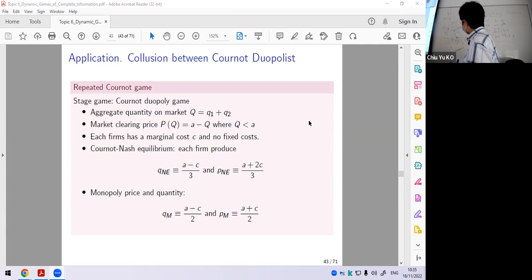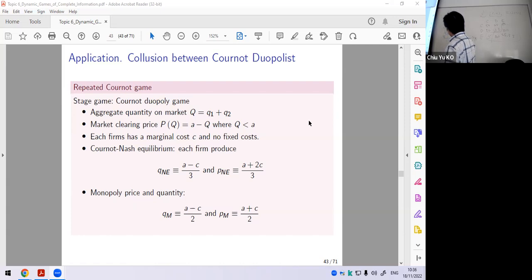So what they actually want to do, if they want to symmetrically collude, is go to this outcome, because this is the best outcome you can get. So they want to go to here, AC over 4, AC over 4. Because the sum of the AC over 4 is just the monopoly output. So we want to go to here.